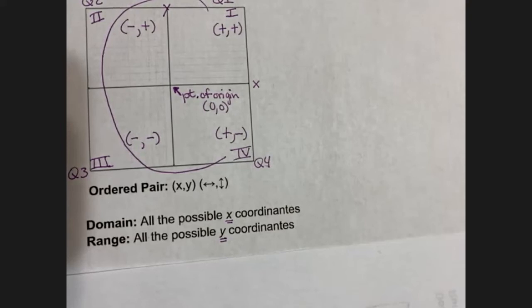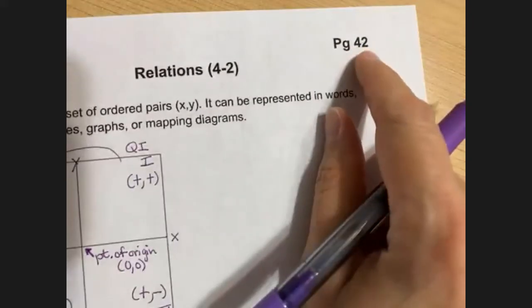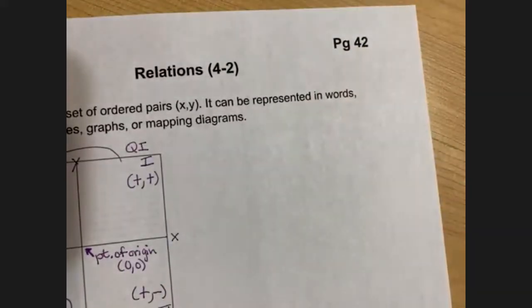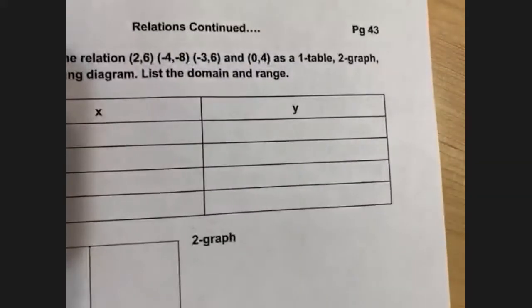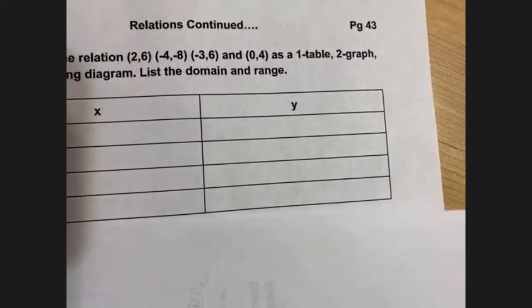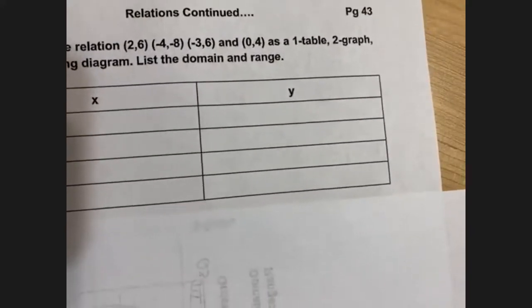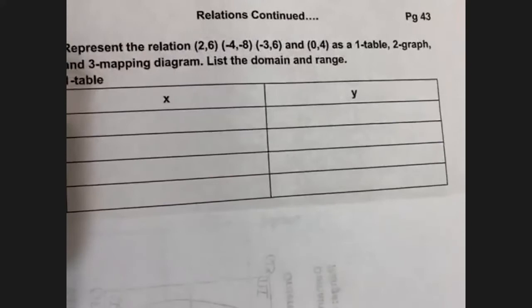This part of the notes that I just went through, domain and range, is going to go on the left side of your notes. So this is going to go on page 42. You can see I put the page number on the sheet for you. Now we're going to switch over to page 43, which is directly opposite. And we're going to talk about relations some more in terms of what to do with domain and range.